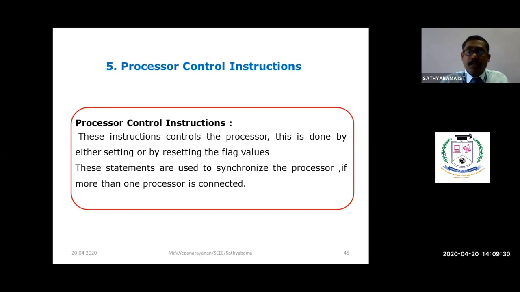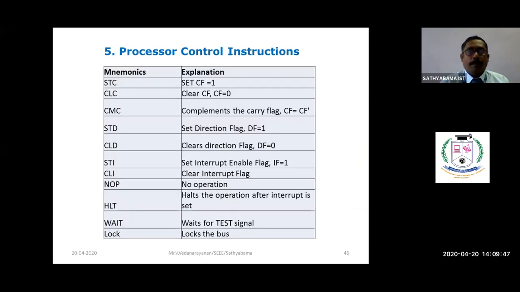If more than one processor, as I told you in the earlier case, when we have co-processors available, to synchronize these two or more processors and to transfer the data between them, and to move the data from one processor to another processor, you have to use your process control instructions. So what are the available process control instructions? The different process control instructions have been listed here. I had listed them in this tabular column.